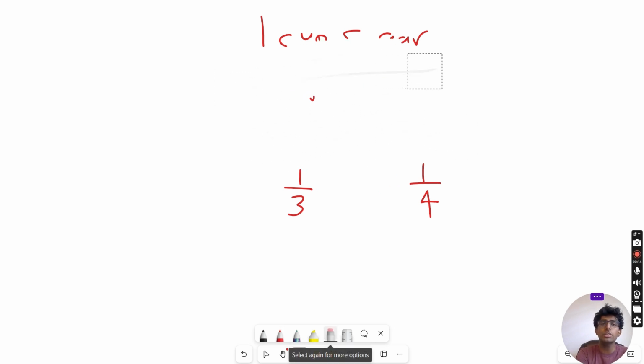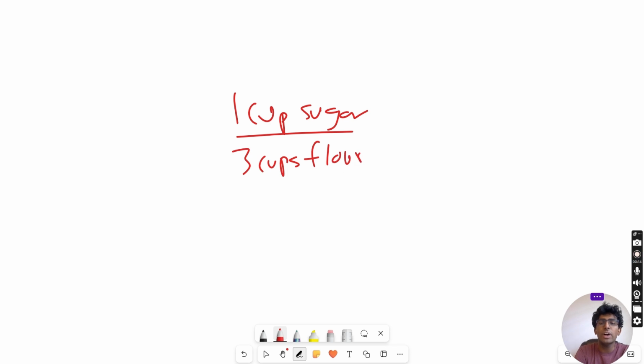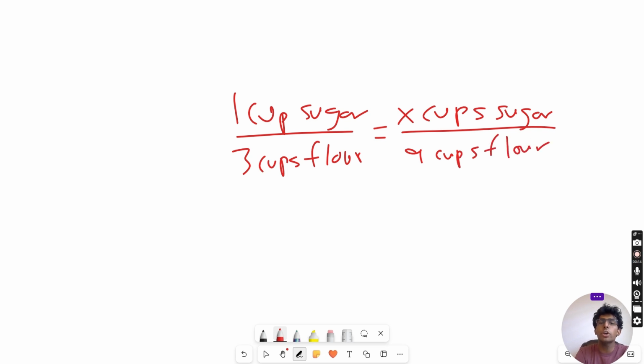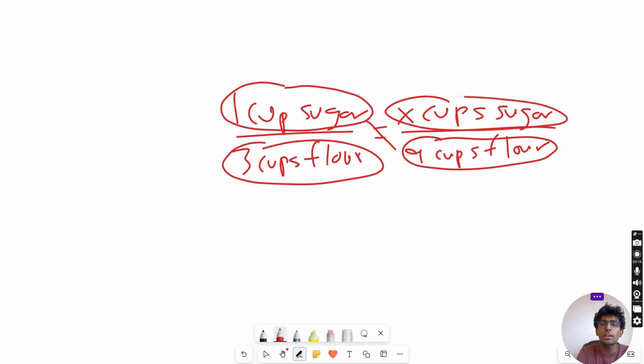Proportions are kind of like an extension of ratios, where we have, again, the 1 cup sugar over 3 cups flour. And let's say we want to find how many cups of sugar we need for 9 cups of flour, for example. So basically a proportion is an equality between two ratios. So you do something called cross multiplication, where we take this top left value and multiply it by the bottom right one, and then multiply the bottom left with the top right, like this.